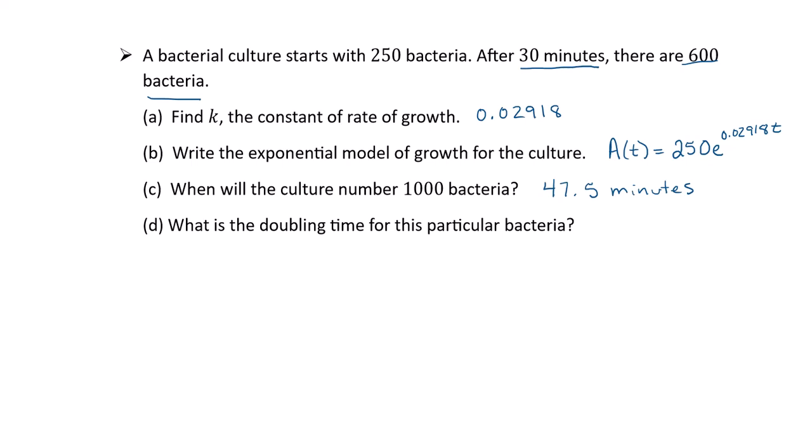We know that the doubling time is going to be equal to the natural log of 2 divided by that constant growth rate. So when I put this into the calculator, I get an approximation of 23.75, and that 23.75, like everything else in this problem, is in minutes.